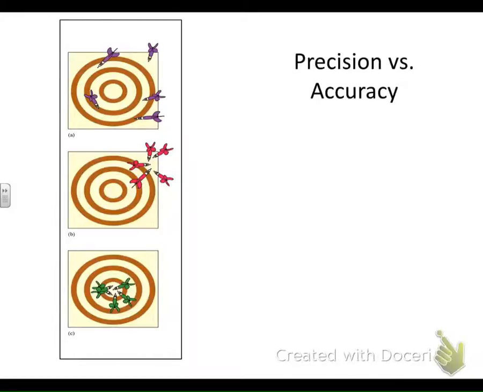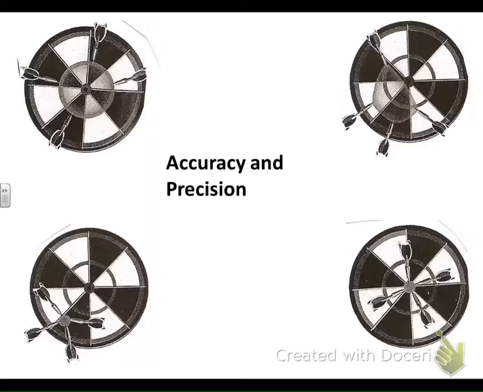Okay, here are our notes on precision versus accuracy, as well as density and derived units. Let's start with identifying from these bullseyes what we think each of these are. So we're going to identify if we think that the targets here, the darts, if they're accurate, if we think the darts are precise, both, or neither.